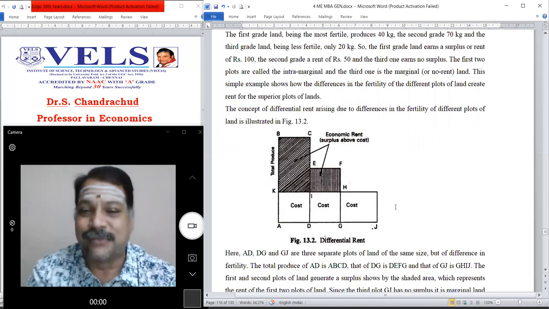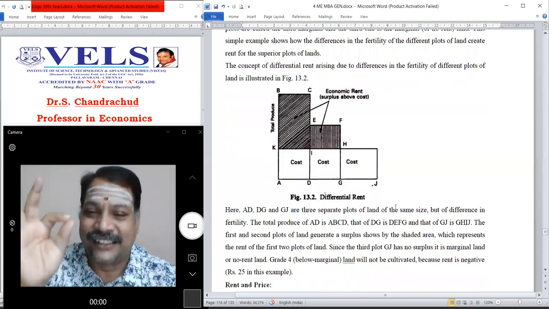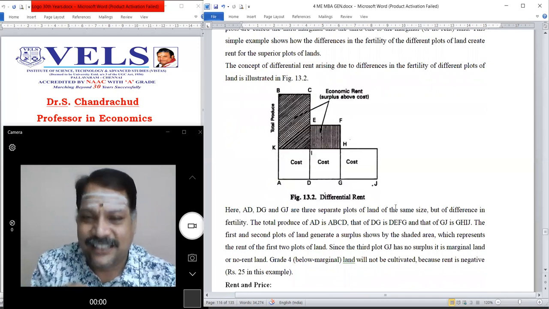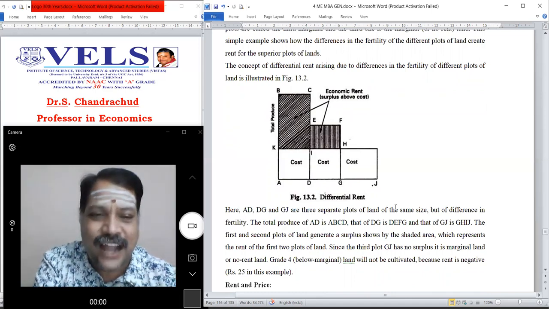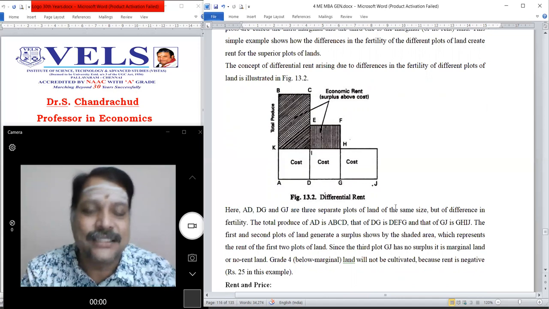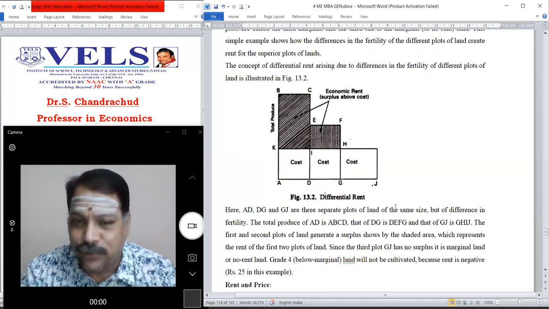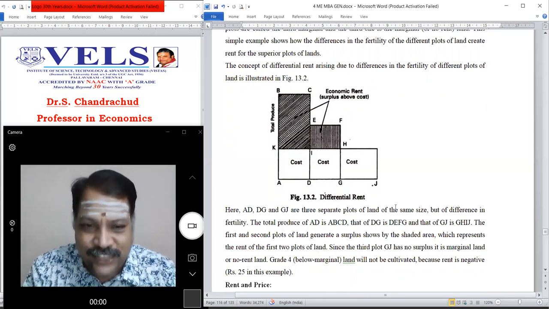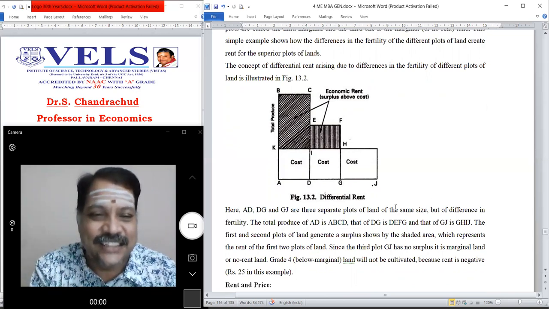This diagram is very clear that there is a differential rent earning. Here, AD, DG and GJ, you can see in the diagram. Three separate plots of land with the same size, but difference in fertility. The total produce of AD is ABCD, and that of DG is DEFG, and for GJ, it is GHIJ.